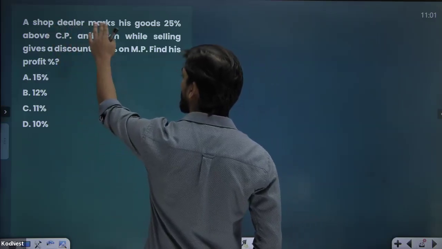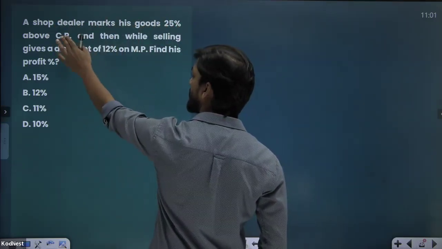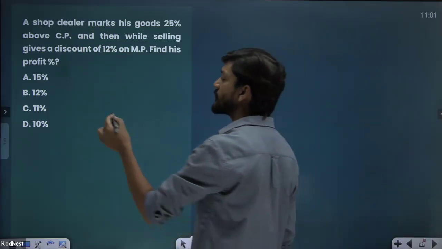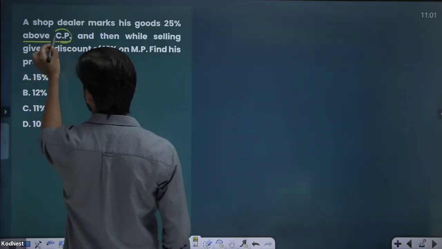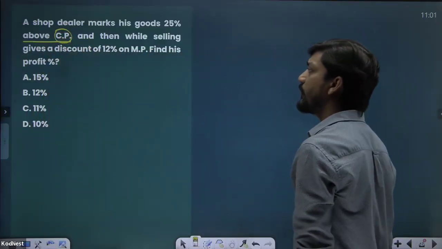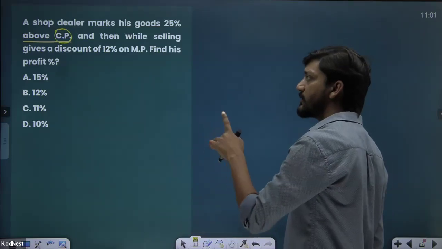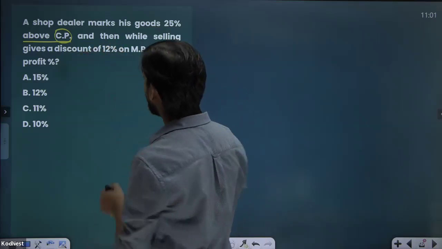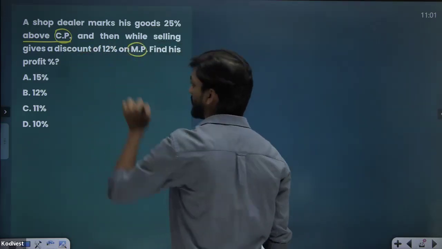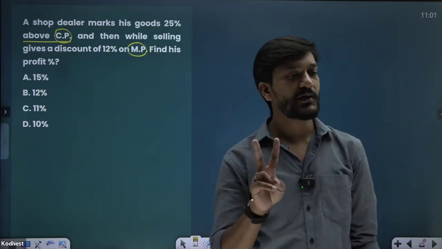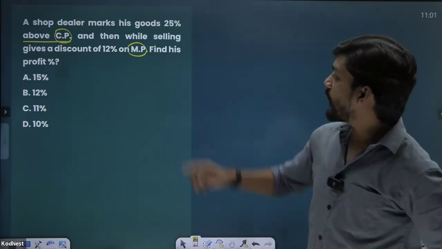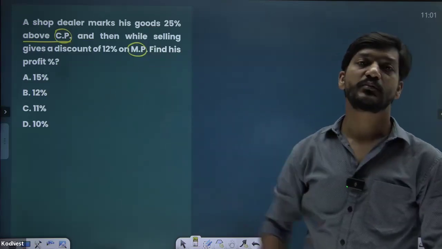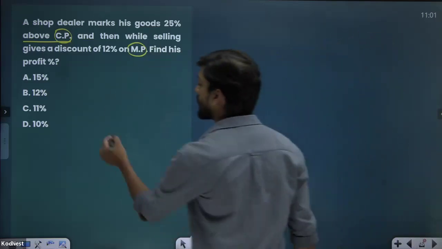A shop dealer marks his goods 25% above cost price. Okay, 25% is given above cost price. That means cost price is the base. And then while selling, he gives a discount of 12% on MRP. Okay, so discount percent, that means marked price is the base. So my dear, these are two different base values. For 25%, base value is cost price. For 12%, the base value is marked price. So carefully see what I am telling.